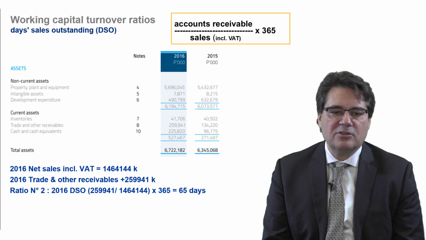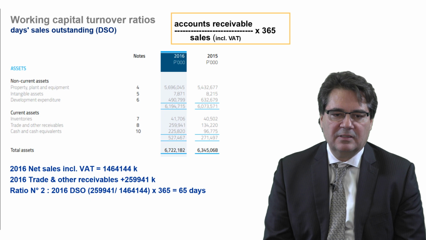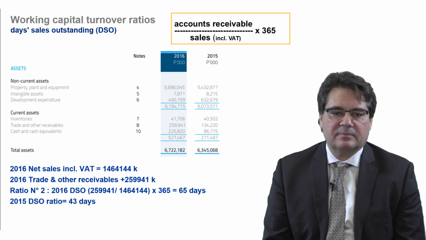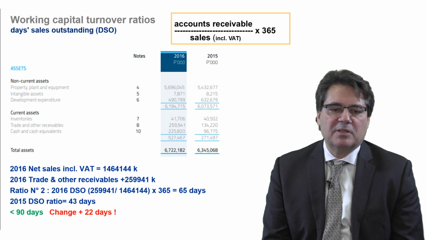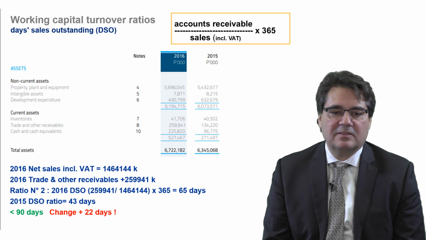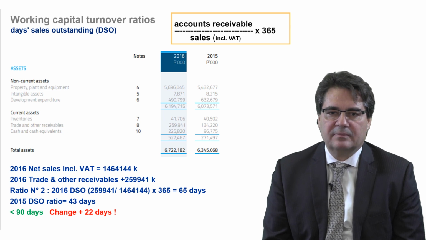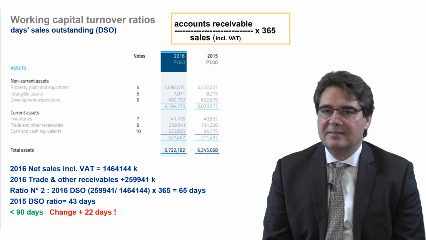So the DSO, ratio number 2, for 2016 is 35 days. The change between 2015 and 2016 is plus 22 days. The ratio is less than 90 days, so it's a good ratio.